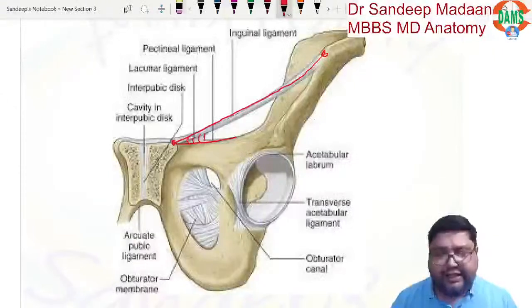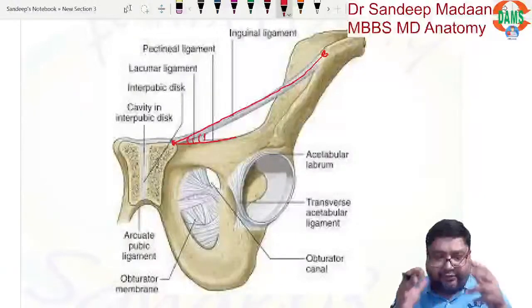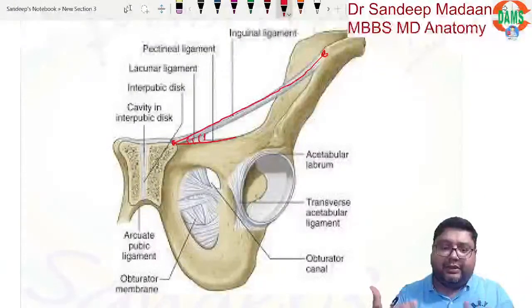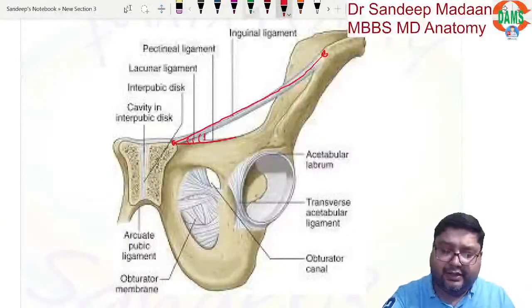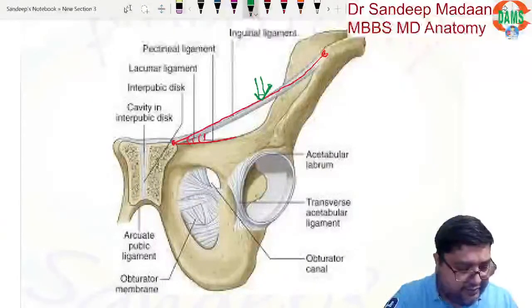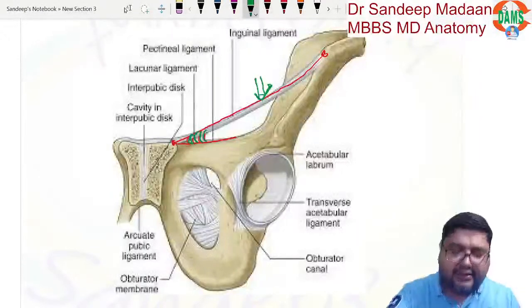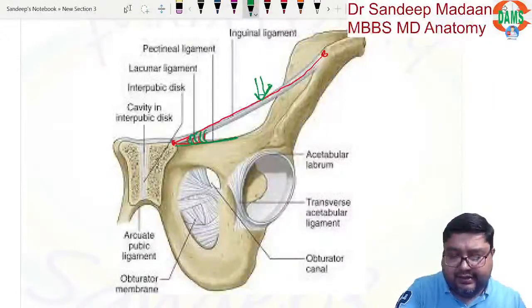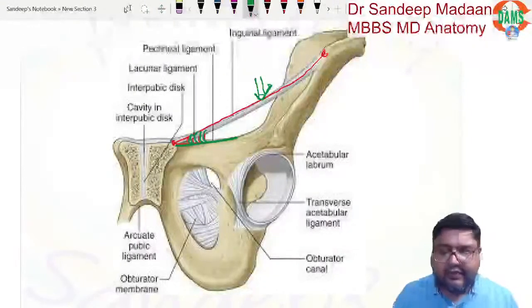Now please confirm. I have shown you these images from different angles, like from front, from above, right, and in a schematic manner. Did you understand? If I ask you, what is this where I am putting the arrow? What is this ligament? This is the inguinal ligament. And what is this ligament? This is the lacunar ligament. And what is this ligament? This is the pectinate ligament. Could you understand?